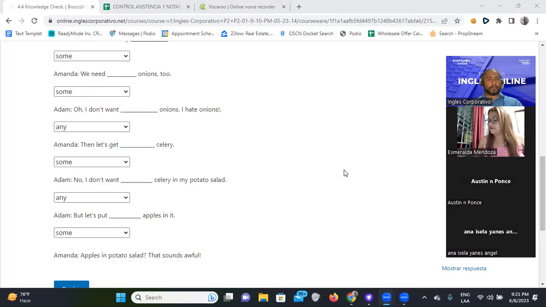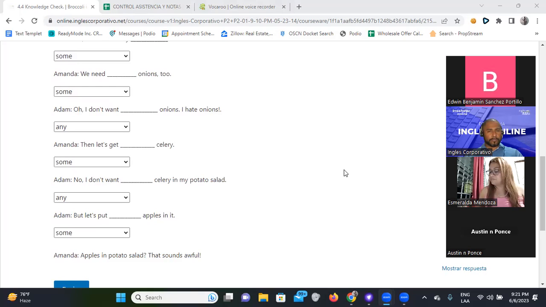Then let's get some celery. No, I don't want any celery in my potato salad. But let's put some apple in it. Apple in a potato salad, that sounds awful. That sounds awful. Good. Excellent.